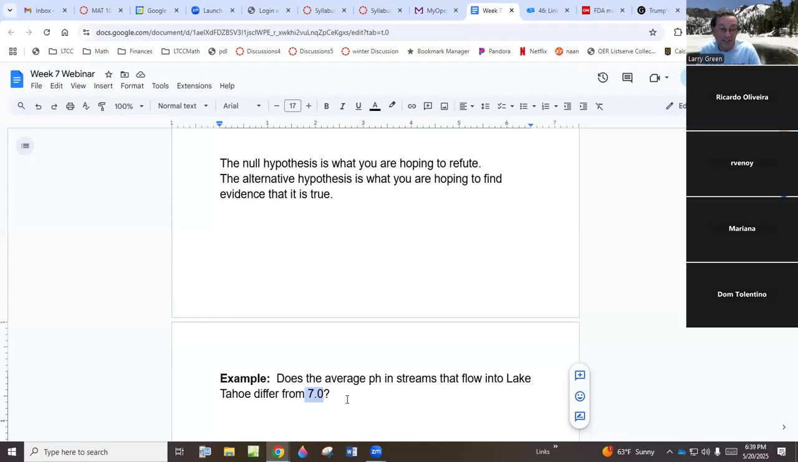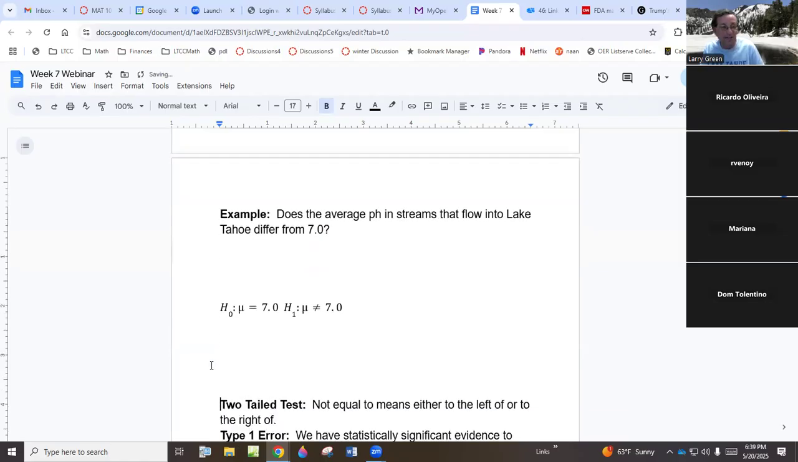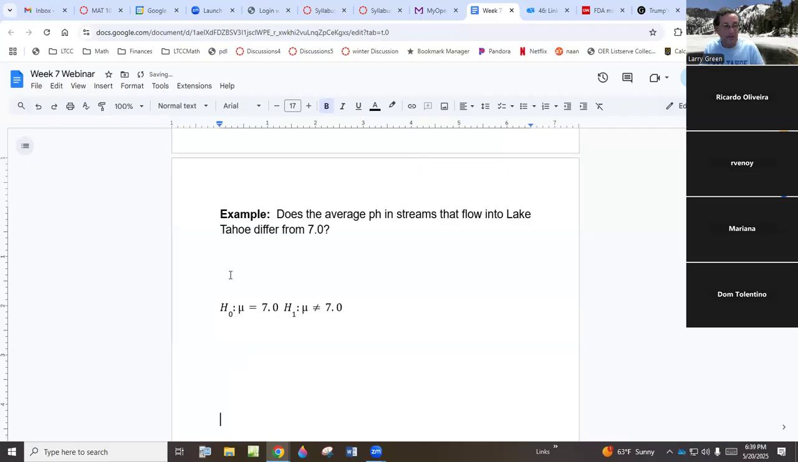And it's a problem if it differs from 7. Whereas on the last one, we wanted to make sure that people were less likely to get COVID. Here, either side is bad. Do you see that or different? All right, so the step-by-step process is always the same. The first step is you write down the null hypothesis and you write down the alternative hypothesis.